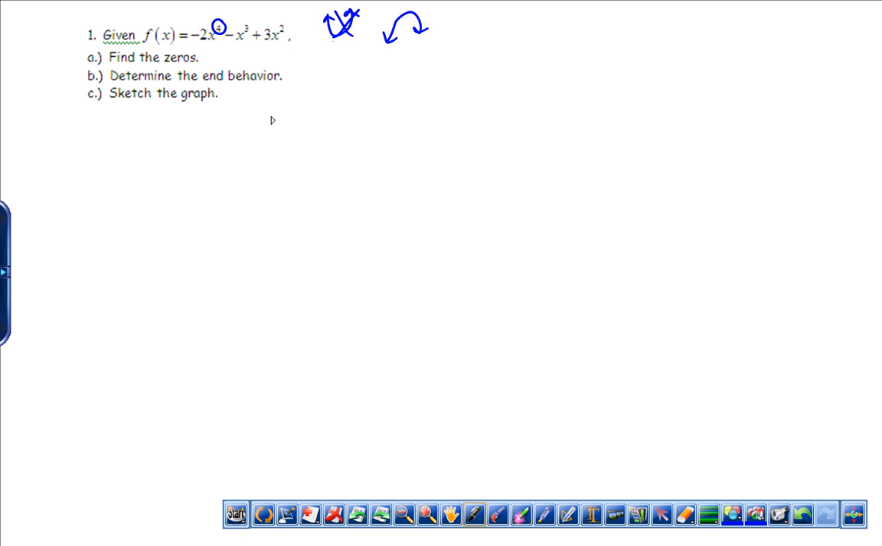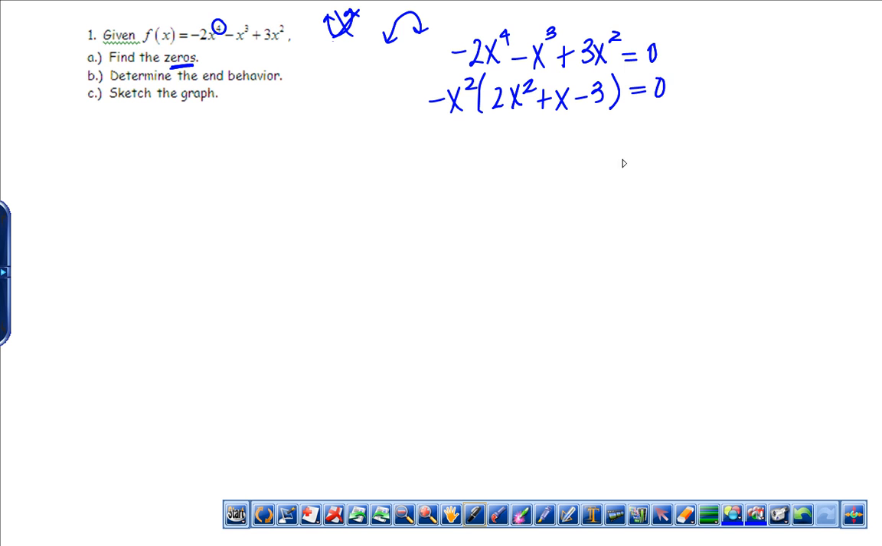Okay, so to find the zeros and everything, let's start simplifying this. So I've got negative 2x to the 4th minus x cubed plus 3x squared, and I'm going to set that equal to 0. That helps me find the zeros. So I'm going to see if I can factor. And it looks like I can take out an x squared in all of this, and I'm going to take out a negative. So I'm going to take out a negative x squared, which leaves me with 2x squared plus x minus 3, still equal to 0.